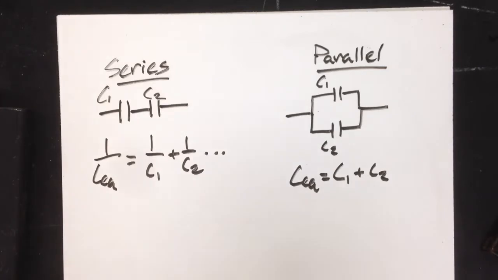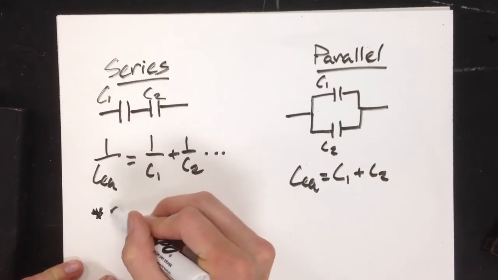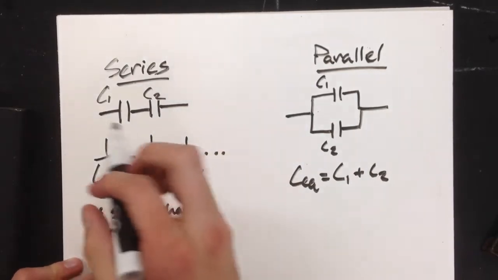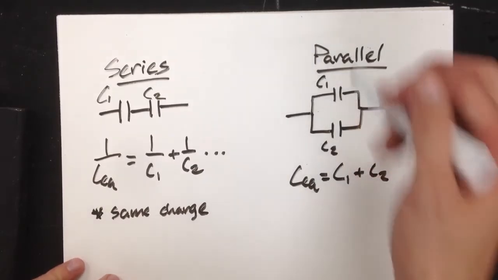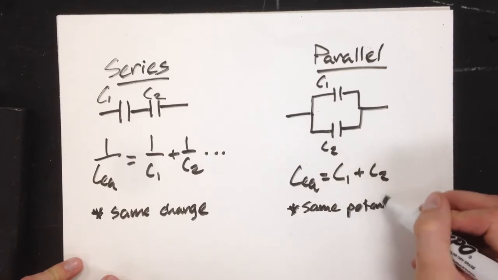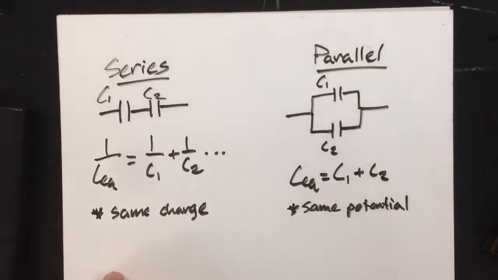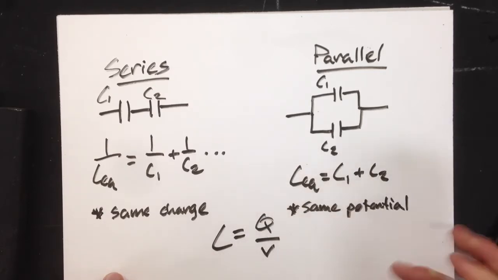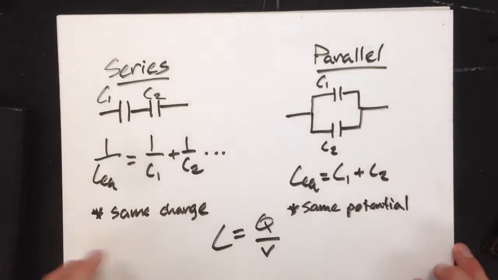Now, we utilize the fact that in series, capacitors share the same charge. So each of those capacitors would have a charge Q, whatever that charge was. When capacitors are in parallel, they have the same potential, so the same voltage across each capacitor. And our bread and butter equation was C equals Q over V. Capacitance is charge divided by the voltage across a particular capacitor.